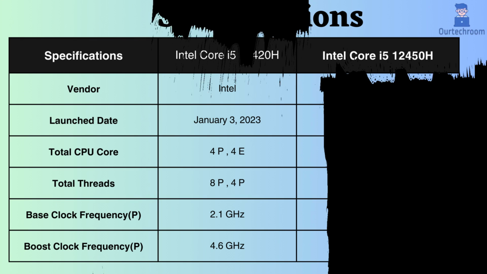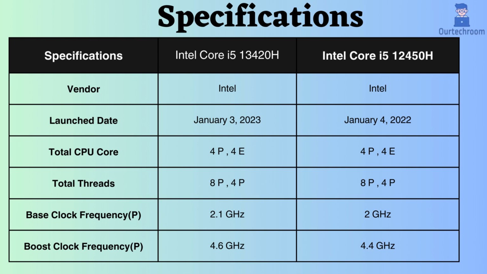The Core i5-13420H was released 1 year after the release of the Core i5-12450H. Therefore, the Core i5-13420H might feature better processor architecture and technology due to its more recent release. Both of these processors have 4 performance cores and 4 efficiency cores. Additionally, both processors feature 8 performance threads and 4 efficiency threads.